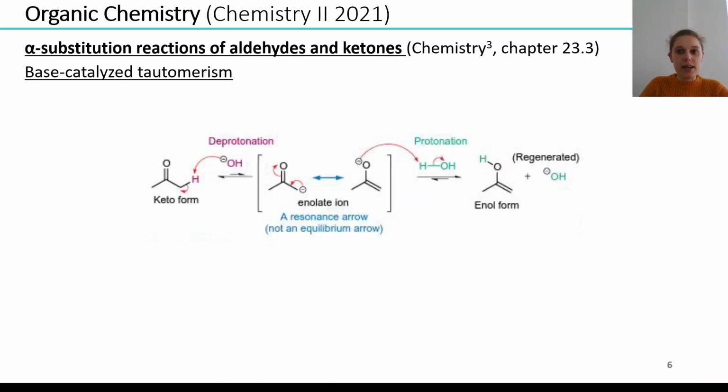Conversely, in the base-catalyzed tautomerism, a base such as hydroxide deprotonates the keto form in the first step. Hereby an enolate ion is formed, and this enolate ion is stabilized by delocalization of the negative charge onto the electronegative oxygen atom. And in the final step, the oxygen atom gets protonated and the enol form is generated while the hydroxide ion is regenerated.